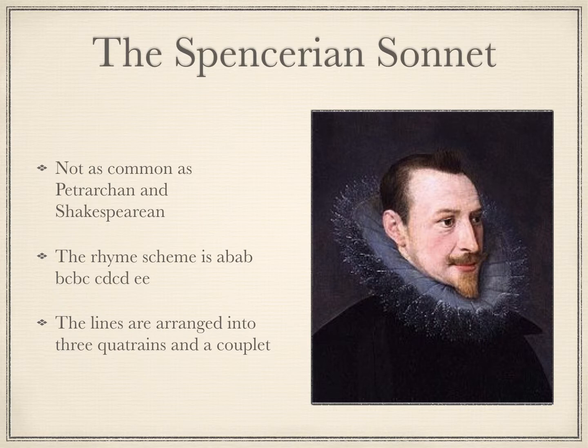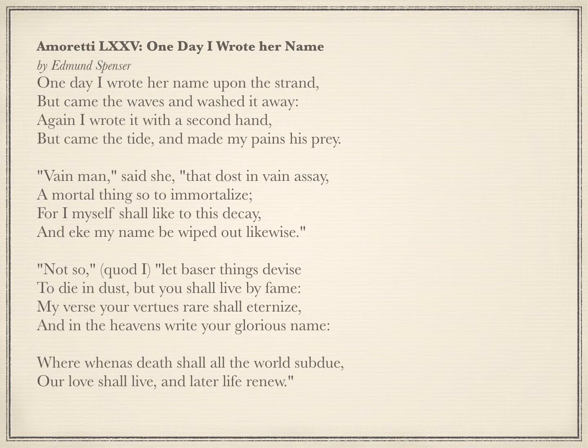The Spenserian sonnet is a variation of the Shakespearean sonnet, which was popularized by Edmund Spenser. It is not as common as the Petrarchan or the Shakespearean sonnets, and the rhyme scheme is ABAB BCBC CDCD EE. The lines are arranged into 3 quatrains and a couplet. Here is an example of a Spenserian sonnet.